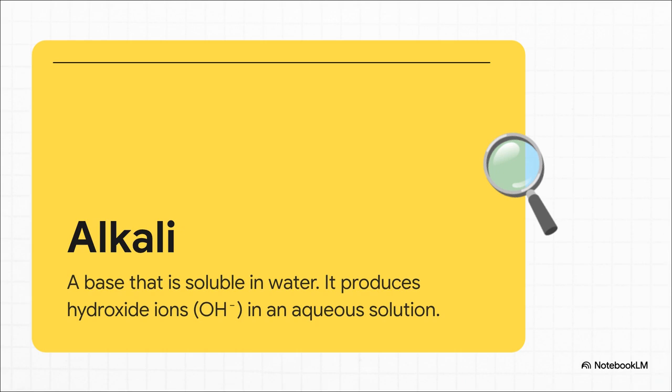Okay, but here's a super important detail that trips a lot of people up. An alkali is just a special type of base. It's a base that can actually dissolve in water. And when it dissolves, it releases hydroxide ions, or OH-. So remember this phrase, it's a game changer. All alkalis are bases, but not all bases are alkalis. And why? Because not all bases can dissolve in water.